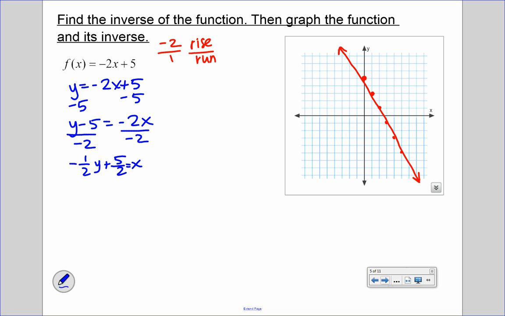Now for the sake of graphing, so we don't mess anything up, we're going to rewrite this as the f of x to the negative 1. That notation means that what we're about to write down is the inverse of f of x. And instead of writing a y right there, we're going to write an x so we can graph this properly. So now this is in slope-intercept form, and we are going to draw our inverse, graph it. So our y-intercept is 2.5, and then our slope is down 1/2.